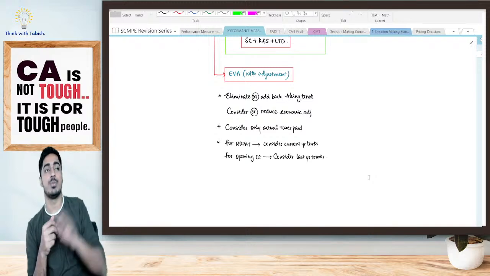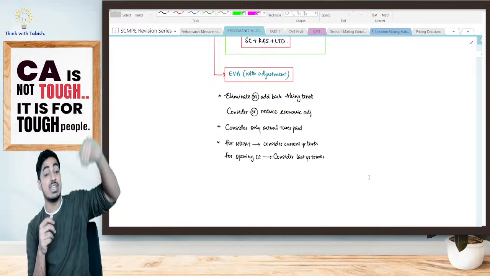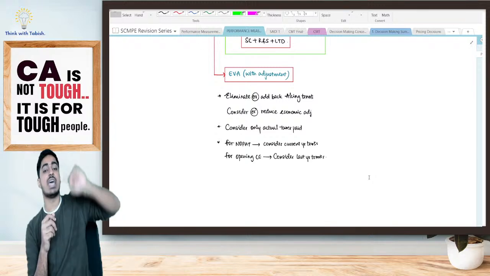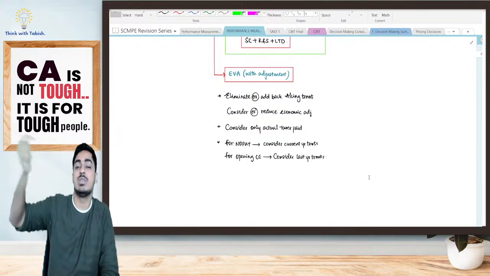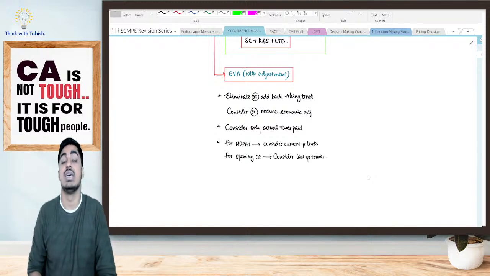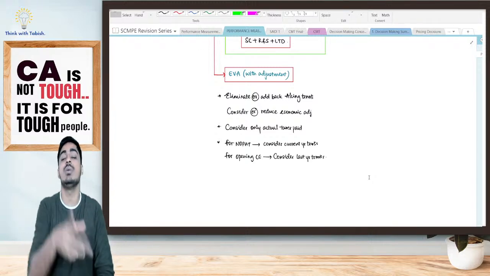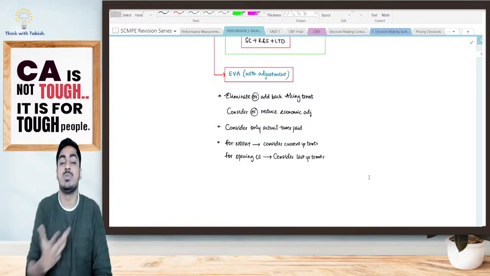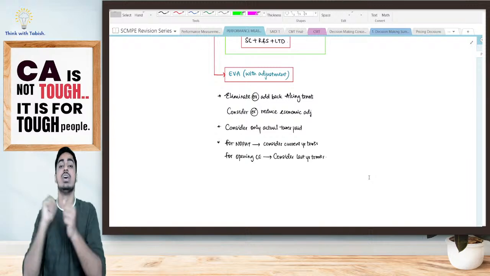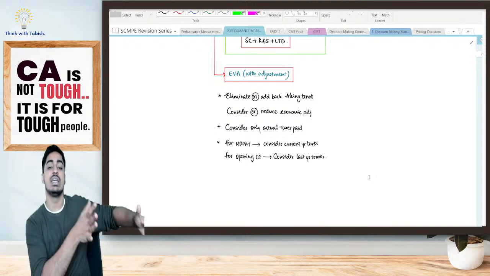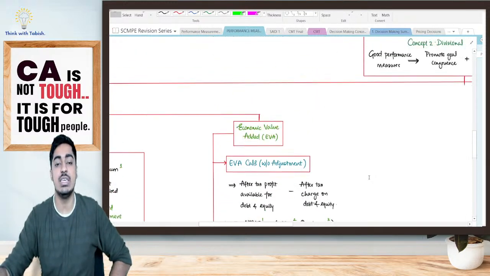Revenue recognition will be proper. So, cost items I would have previously reduced, now I have to eliminate, that means add back my accounting transactions. Economic transactions, I should consider, that means I should reduce my economic transactions. And taxes, I should be considering only my actual taxes paid. Now, which period transaction should I consider? For my NOPAT, I should be considering current year transaction. For my opening capital employed, I should be considering last year transaction. This was my EVA.